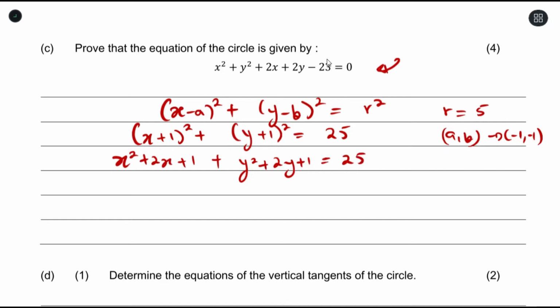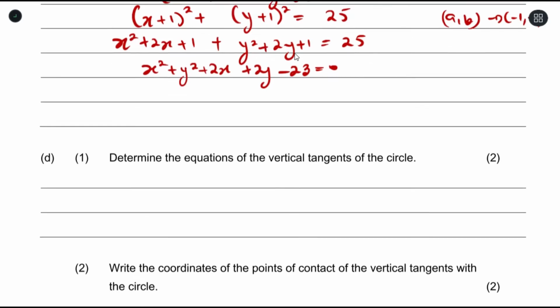okay? We also notice that the number is on the right-hand side, so we move it over to the left-hand side. And writing this, you can see that we have x squared plus y squared plus 2x plus 2y. 1 plus 1 is 2. 25 goes over, it becomes -25. 2 minus 25 is -23, which is exactly what we wanted. And that's it.